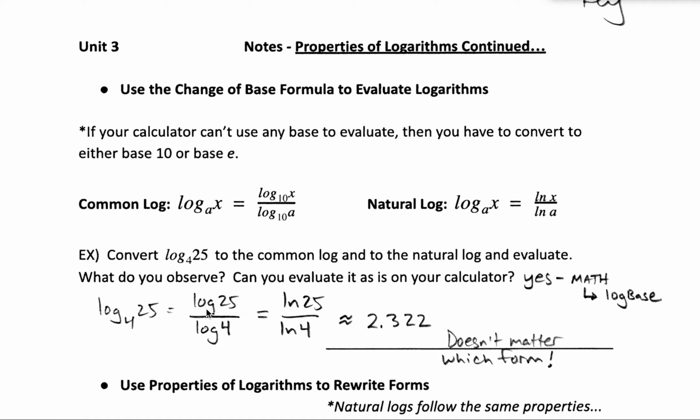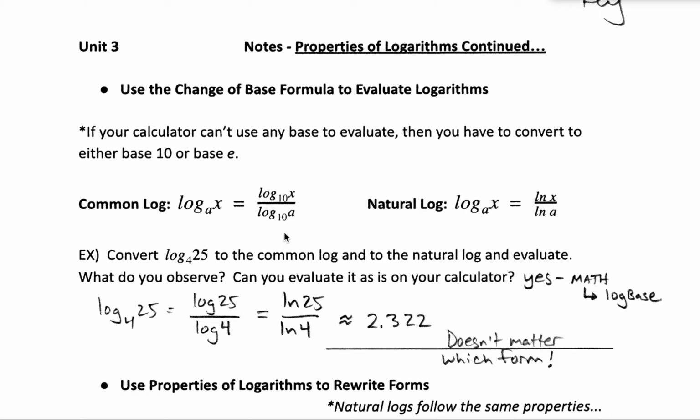So using your calculator and the log button, evaluate log of 25 and divide that by log of 4. You should get a decimal that's approximately 2.322. We can do the exact same thing but use a natural log instead and press the LN button. So again, we take the natural log of 25 and divide it by the natural log of 4, and you should get the exact same answer. And if your calculator does allow you to evaluate log base 4 of 25, you should see that it also gives you the exact same value.